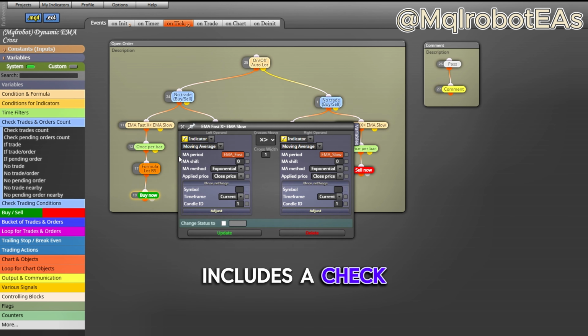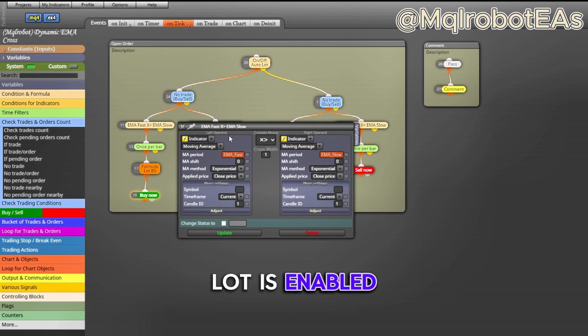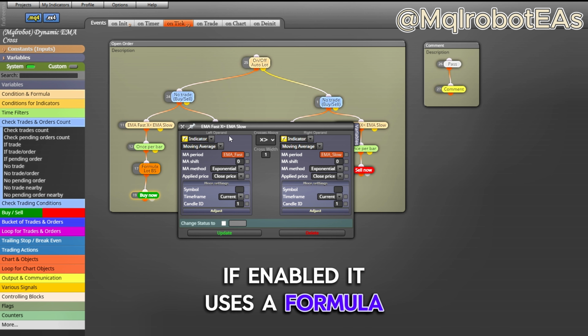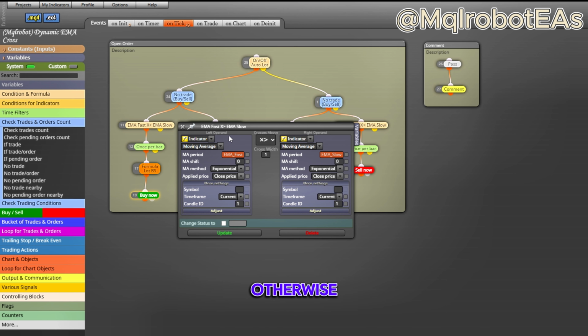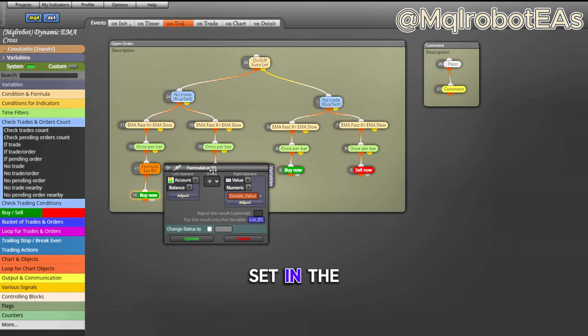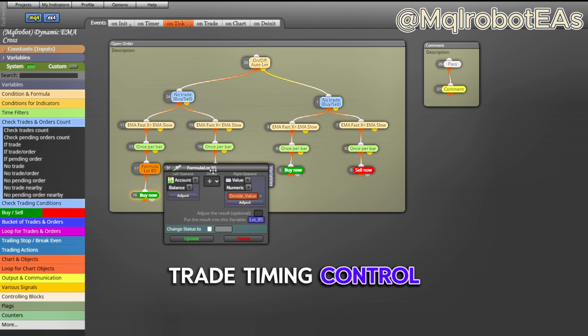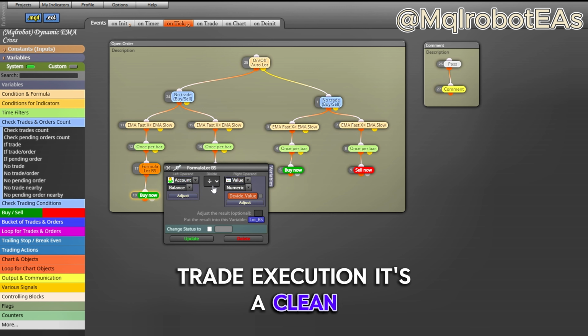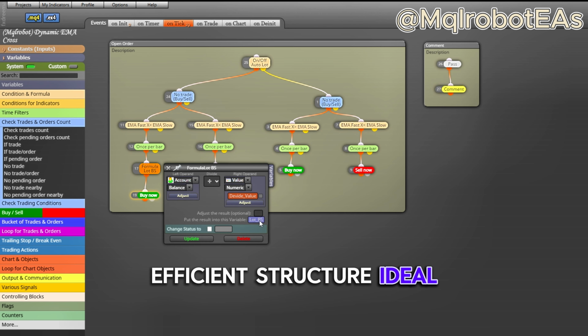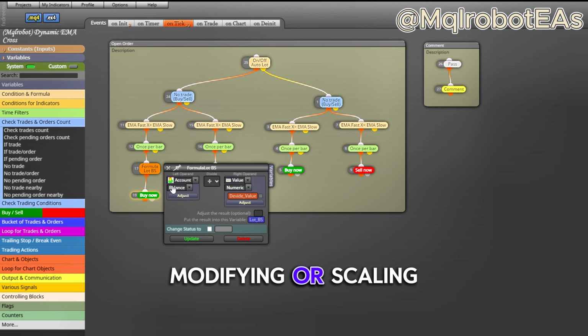Each path includes a check for whether auto lot is enabled. If enabled, it uses a formula to calculate position size dynamically based on account balance. Otherwise, it uses a fixed lot size set in the input parameters. The core logic blocks include conditions for crossover, trade timing control, lot size calculation, and trade execution. It's a clean, efficient structure, ideal for learning, modifying, or scaling.